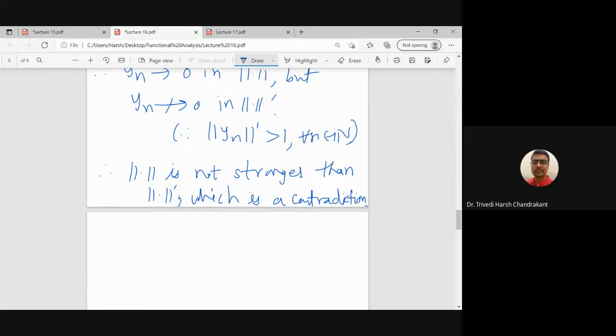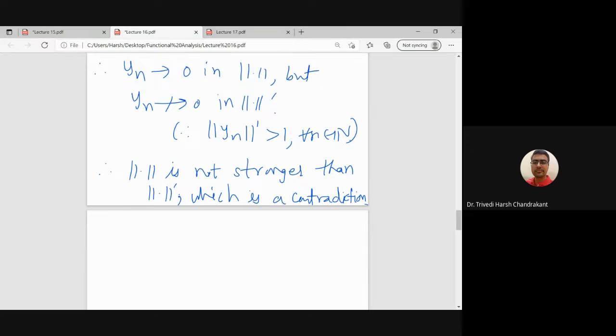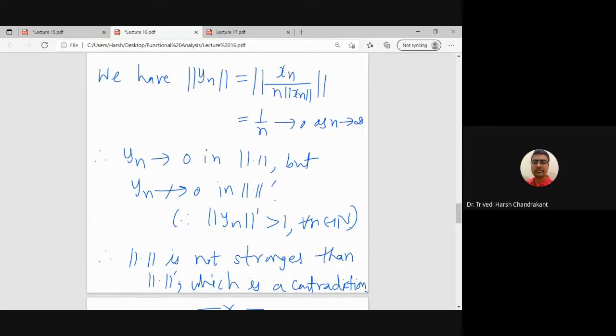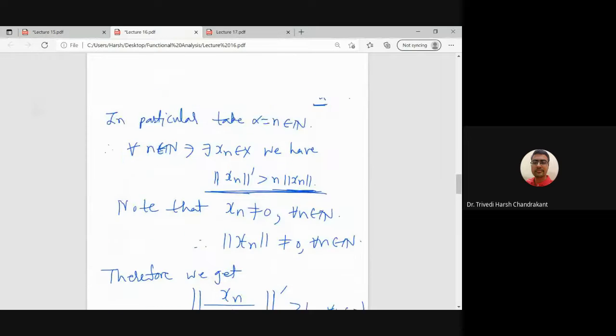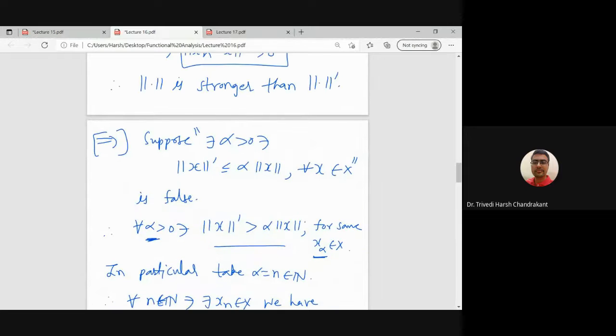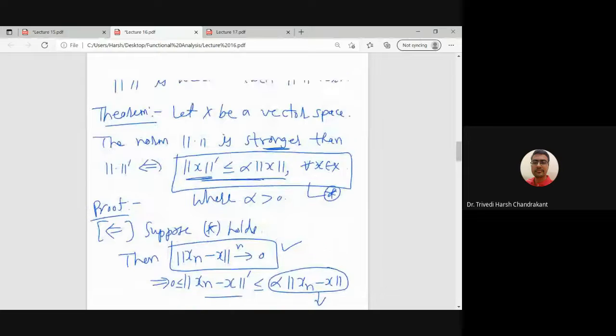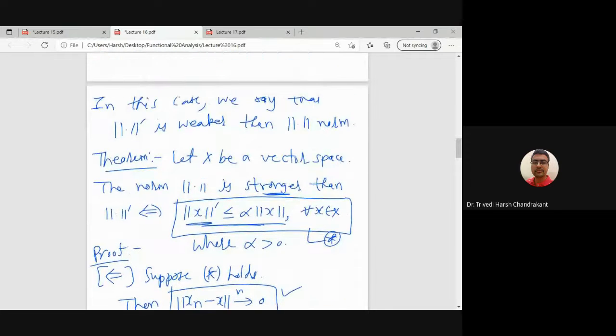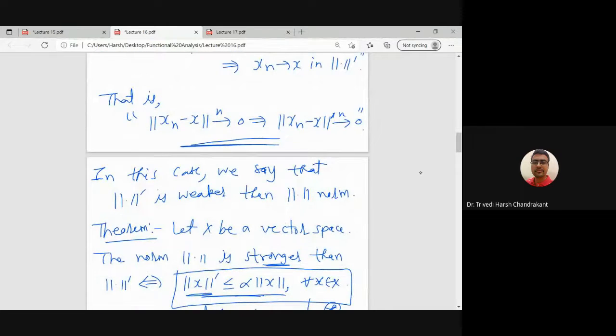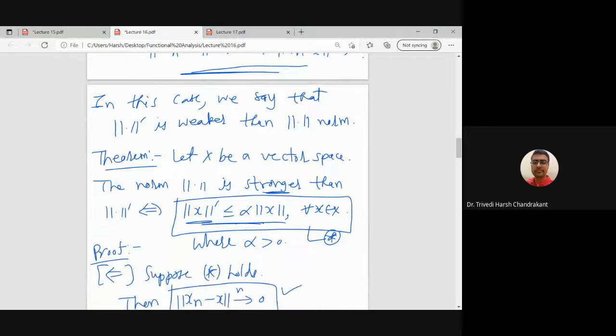So this contradiction arises from our assumption that the alpha condition, the star condition, is false. Right? So therefore the star condition holds. This condition holds. So therefore to verify the stronger condition for convergence of sequences, we need to verify only the star condition. So that is the theorem.